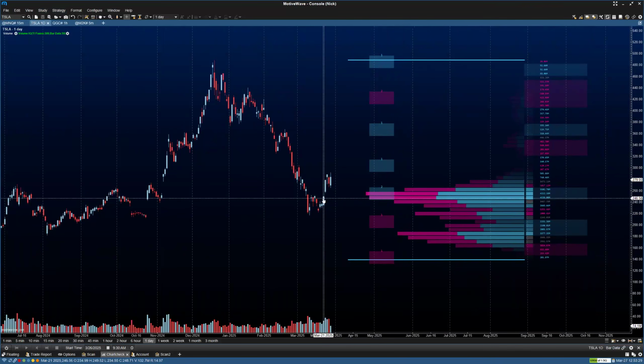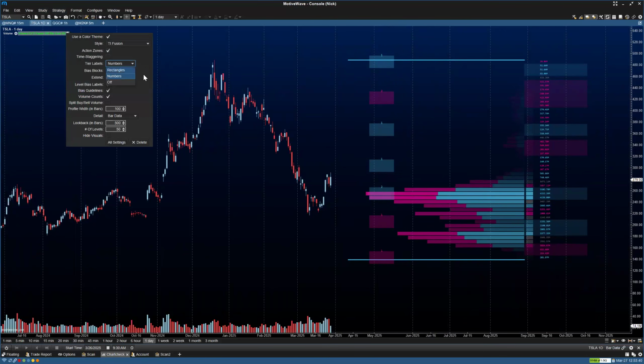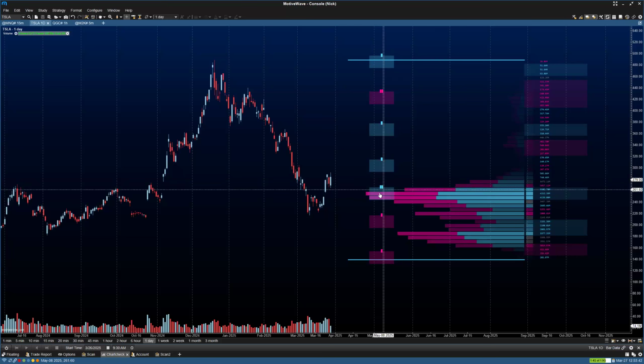Look what happened here on Monday. On Monday morning, when we opened up, right at the open, price had a shift in control setup. You see a little 2 right here. That's a tier 2 zone. I'm going to turn it into rectangles. So that's a zone of control. Once we cross that level from beneath, that's a long entry signal.